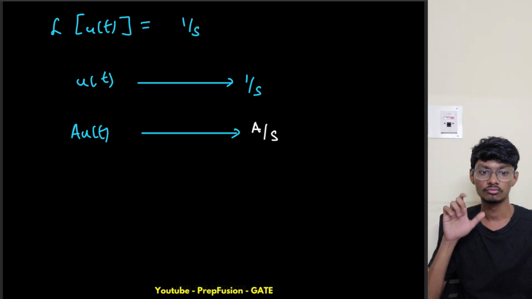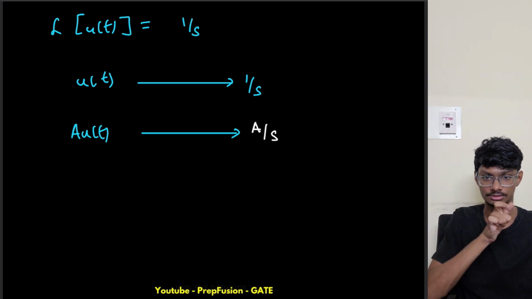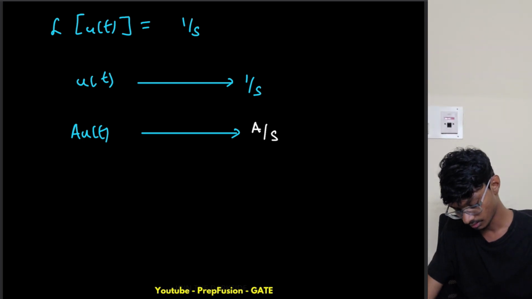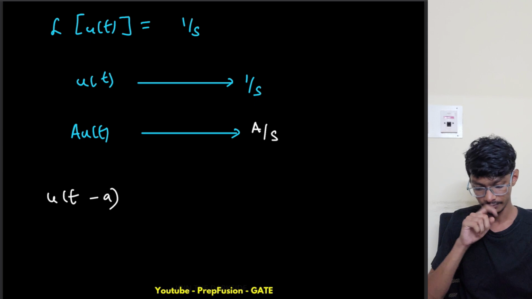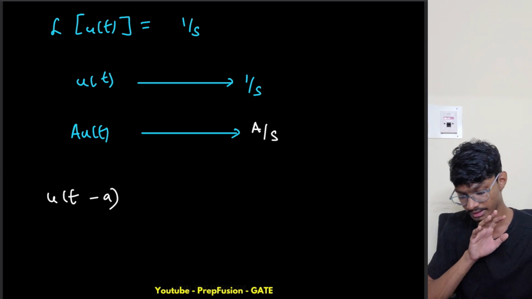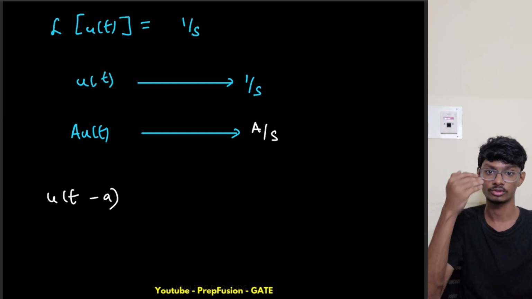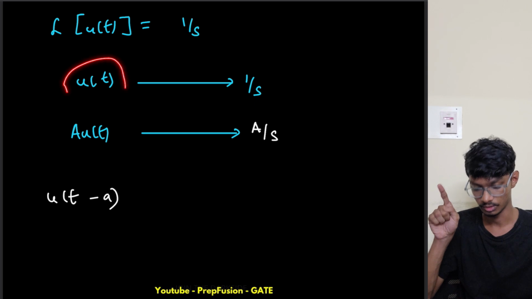Now one more thing, what will be the Laplace transform of u of t minus a? What does t minus a mean? Let me just write this. What does u of t minus a mean? One thing we know is that whatever is inside this bracket, if it is positive, then it will be 1. If it is negative, the whole signal will be 0.